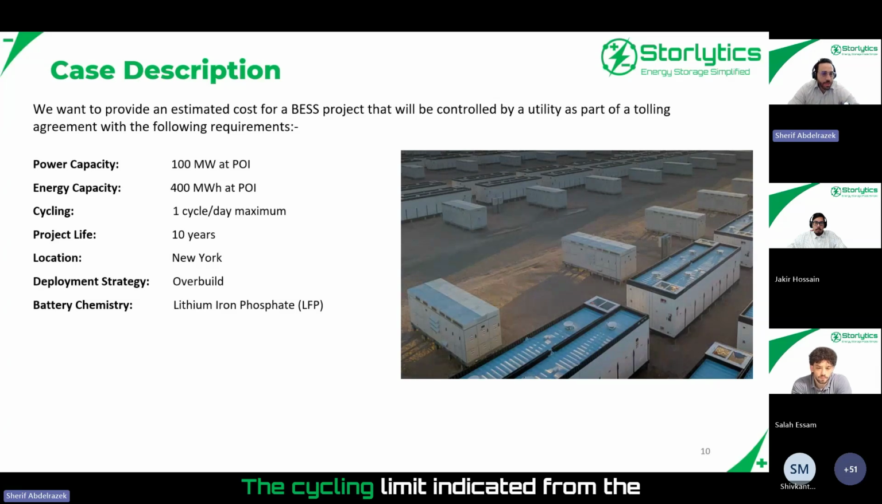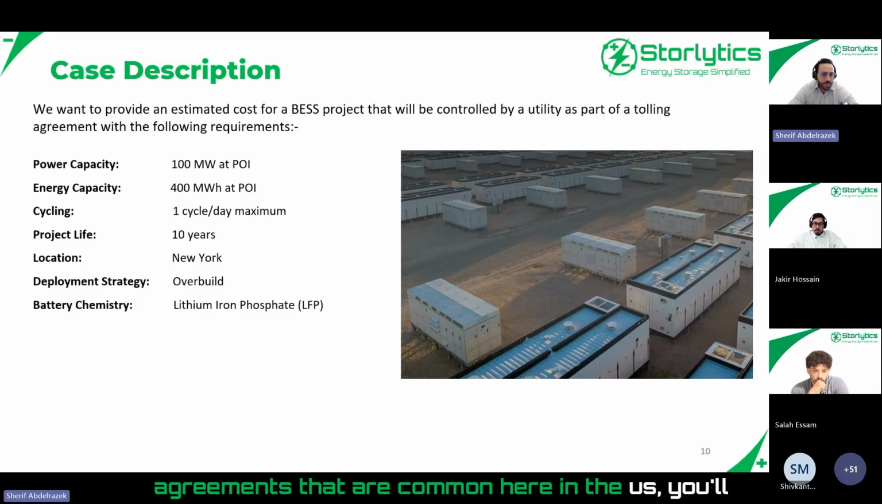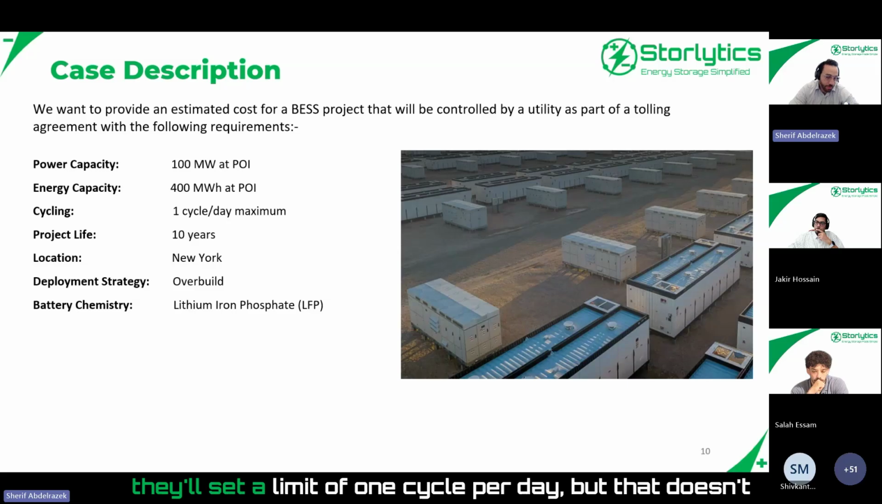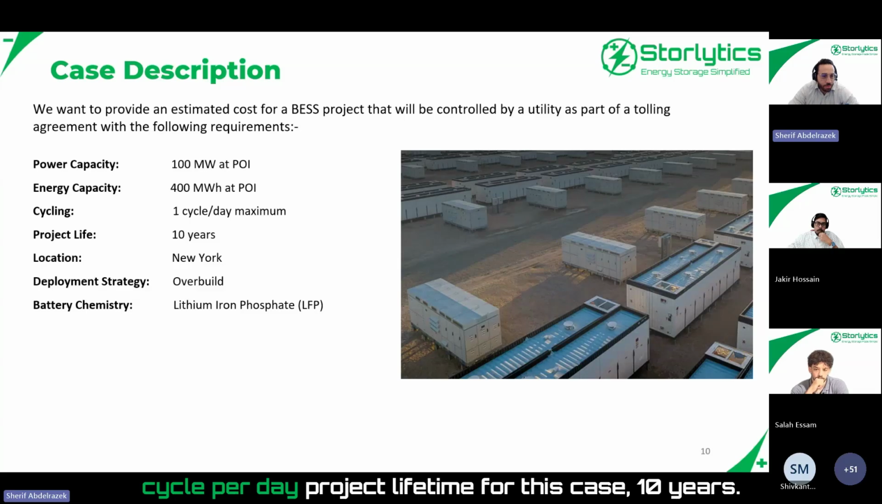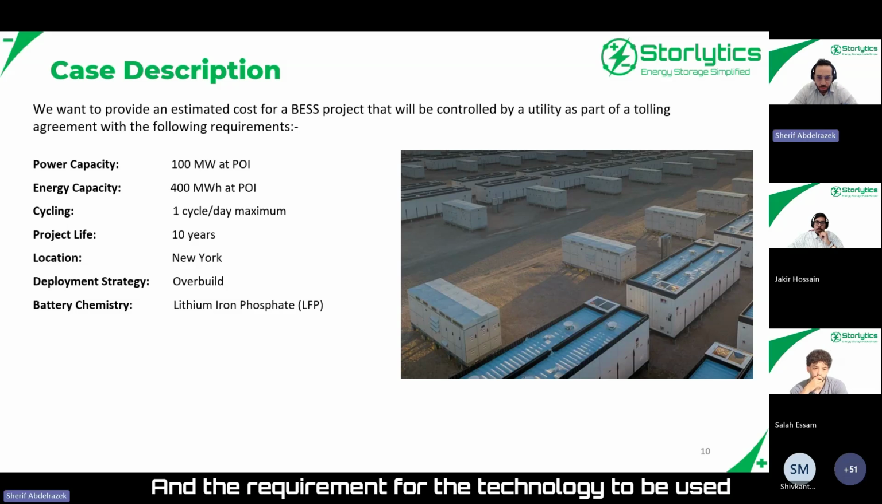The cycling limit indicated from the utility is 1 cycle per day maximum, but of course, as you all know, in these type of tolling agreements that are common here in the US, they'll set a limit of 1 cycle per day, but that doesn't necessarily mean that they'll cycle it at exactly 1 cycle per day. Project lifetime for this case, 10 years. Location here, we're assuming New York, and deployment strategy, Overbuild. And the requirement for the technology to be used on the project is lithium iron phosphate batteries.